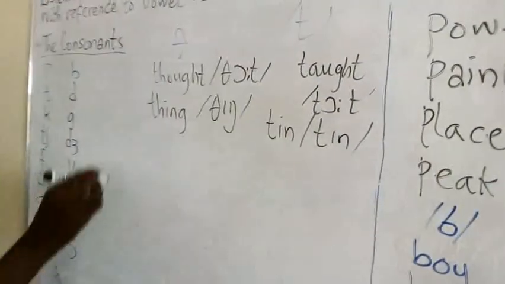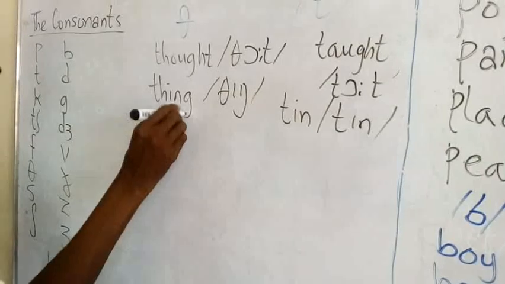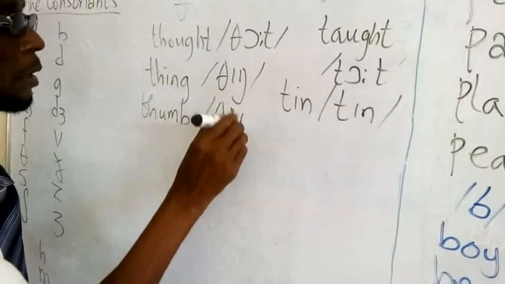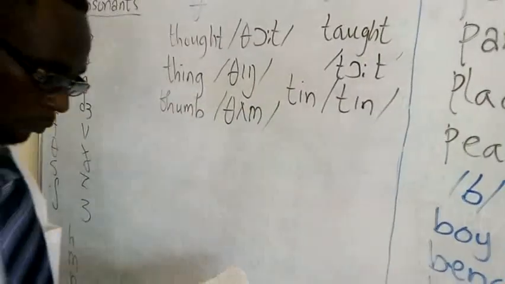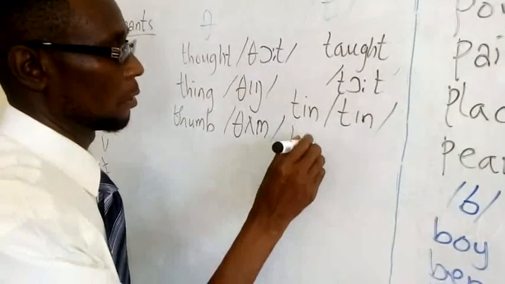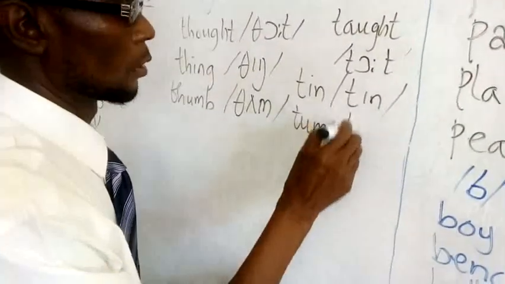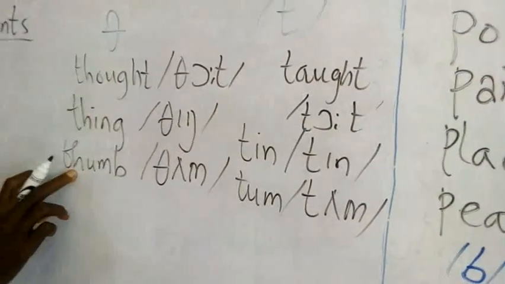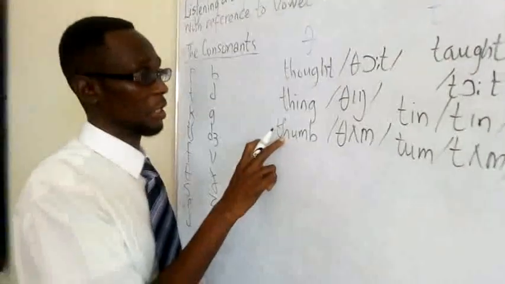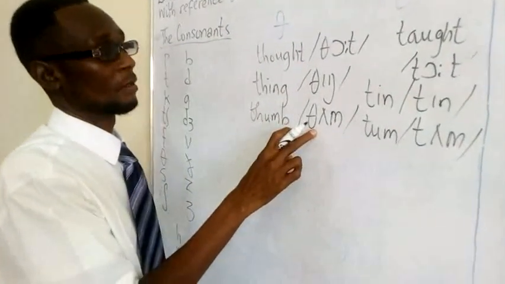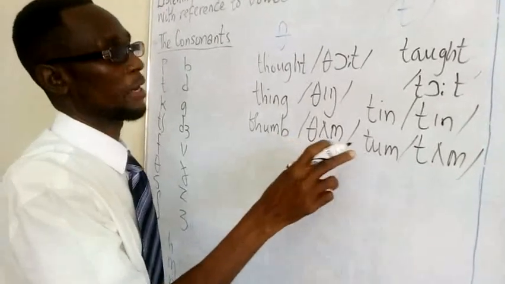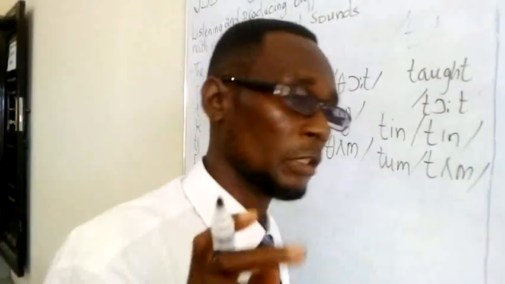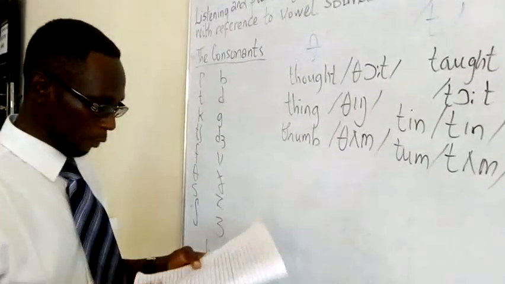Thin. Now we have this one, T-U-M-B, tongue. So we have like this, tongue. Now you have over here, tongue. Have you seen the difference? Remember that the tip of the tongue will touch the teeth here. That is why you have t. Why here tongue? The tip of the tongue is touching the gum. Alright, we continue.